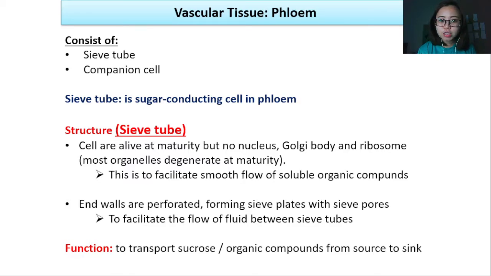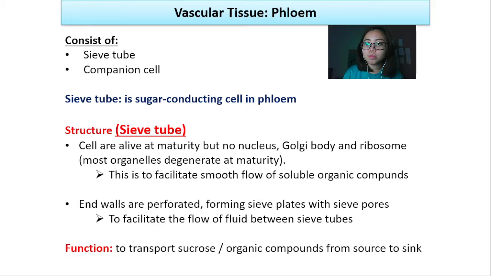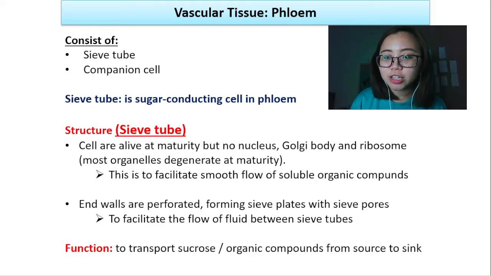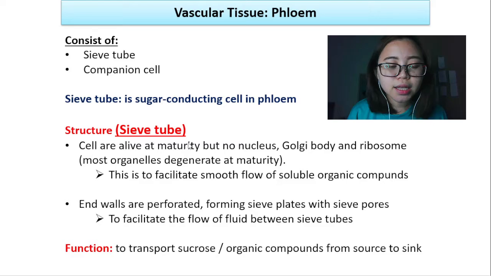The structure of the sieve tube is that they are alive at maturity, but they have no nucleus, no Golgi body, and no ribosome. So, most organelles will degenerate at maturity. Jadi, tinggal apa dalam sieve tube, walaupun dia tiada nucleus, tiada benda lain, dia masih ada cytoplasm. Itulah kita cakap dia masih hidup. Kenapa dia singkirkan nukleus? Kenapa dia singkirkan dia punya Golgi body dengan ribosom, dengan organel-organel lain?